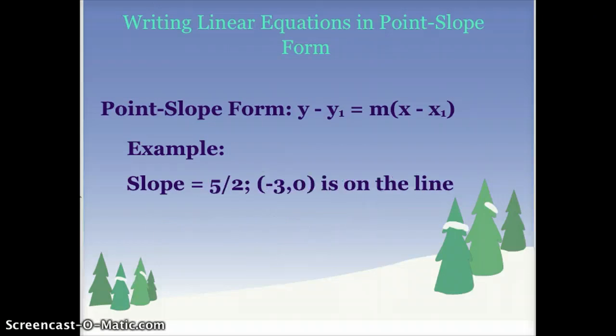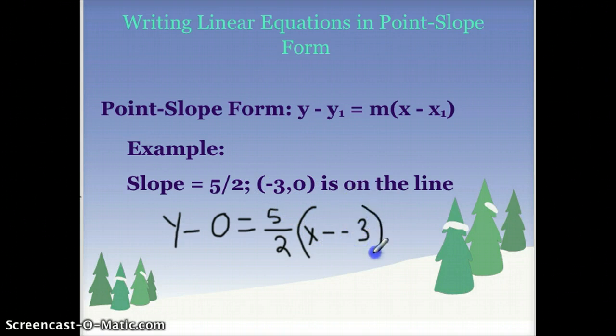Let's try another one. I'm told that the slope is 5/2 and that (-3, 0) lies on the line. Why don't you pause the video here and try to write this in point-slope form? The answer is y minus 0 equals 5/2, which is my slope, times the quantity x minus -3.